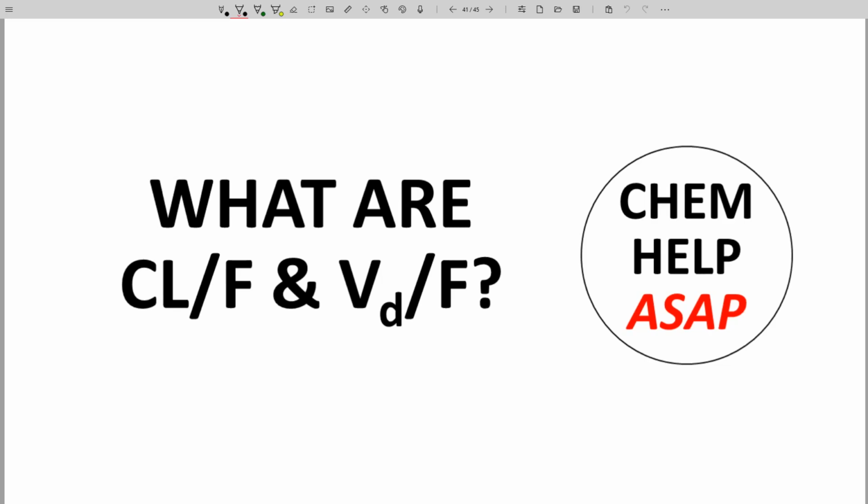Sometimes reported pharmacokinetic parameters don't appear as you might expect. Let's see two examples in Cl over F and Vd over F.